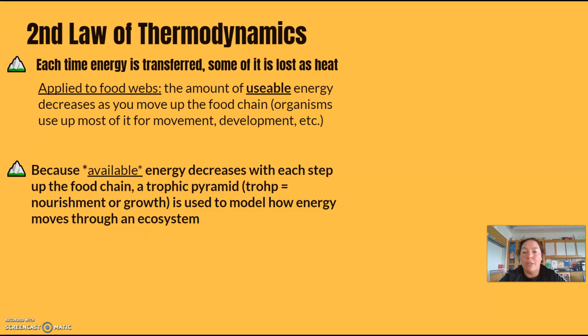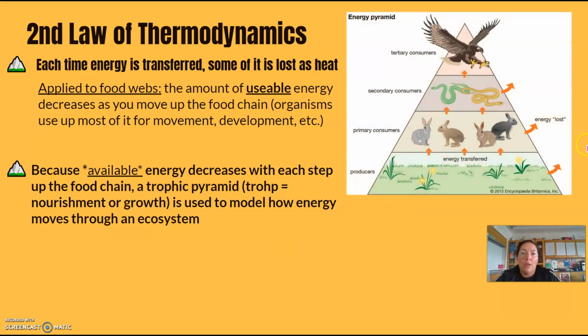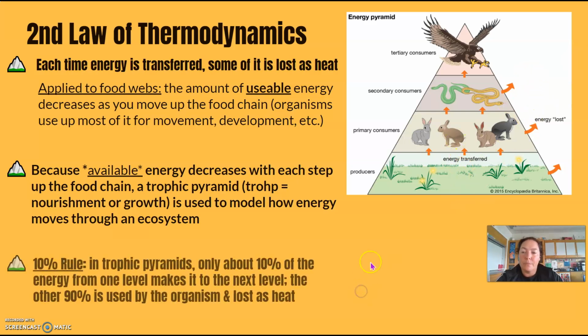So remember that trophic levels are the eating level, or the area where the organisms survive for their nourishment. And we use trophic levels to model how energy moves through an ecosystem. So an energy pyramid is going to show you visually how much energy is lost. Here are your producers. They should be the largest level of energy. And then energy is going to be lost at each step. So some energy gets transferred, some energy gets lost over here.